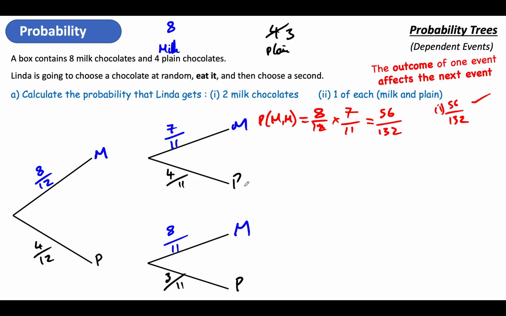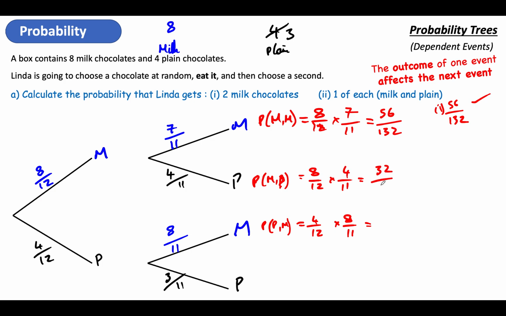Tick. What's the probability of one of each, milk and plain, but not necessarily in that order? Well, there are 2 ways of doing that, of course. It could be milk and then plain, or it could be plain and then milk. So I need the probability of both of these outcomes. Well, this one would be 8/12 times 4 elevenths. And this one would be 4/12 times 8 elevenths.